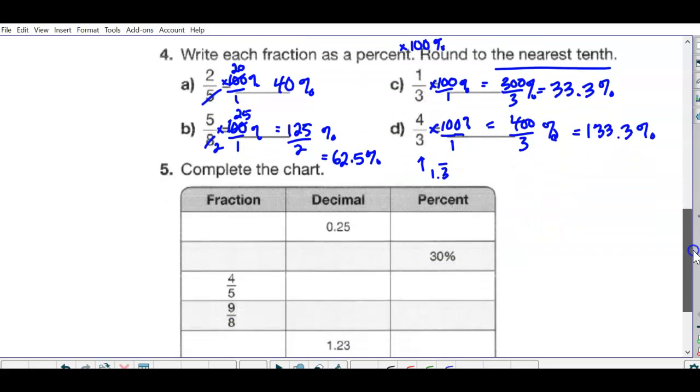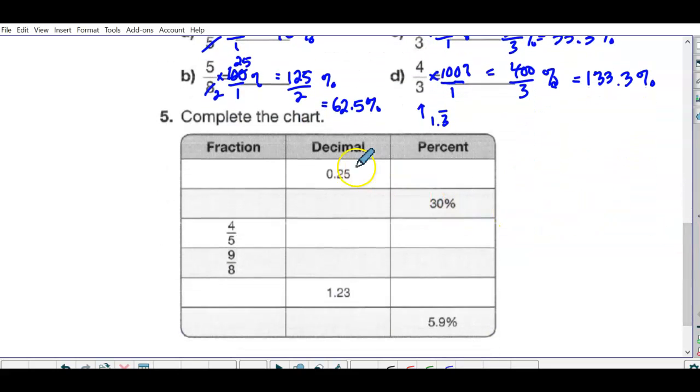All right, and complete the chart. So basically going back and forth. So if we're going this way, we're multiplying by 100 with the percent symbol. So that's going to just move the decimal 2 to the right, which is 25. If we're going obviously backwards, we're going to divide by 100, and that's going to move the decimal 2 to the left. Okay, you don't need the 0 after it.